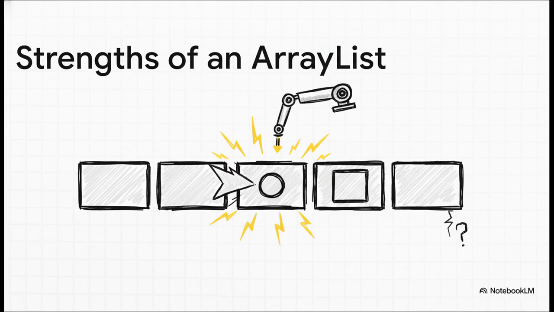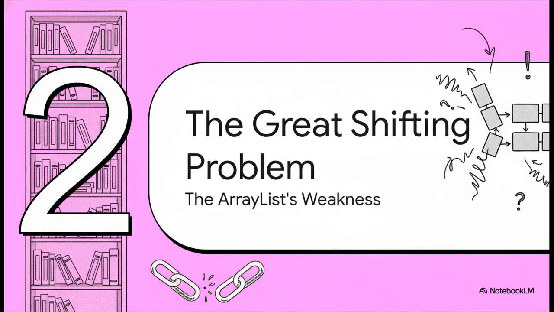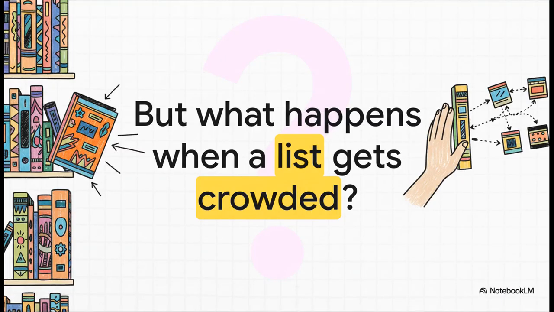But, and this is a big but, it has a hidden weakness. And this is where the plot thickens. That beautiful, orderly bookshelf has a secret flaw, a problem that pops up the second you try to mess with its perfect order. So, what happens when you decide you want to slide a new book into the middle of your perfectly organized shelf? You can't just put it there. There's already a book in that spot. You've got to make some room.